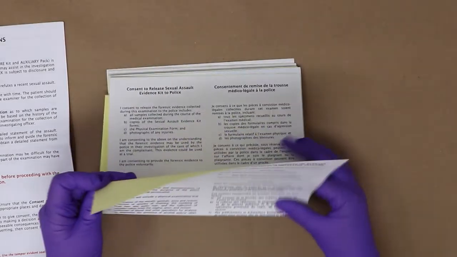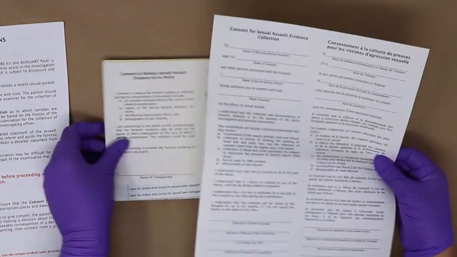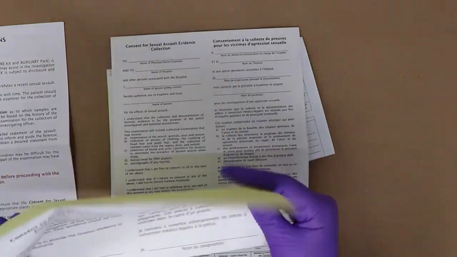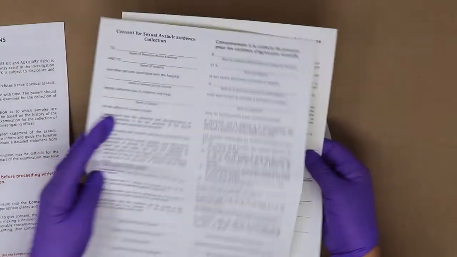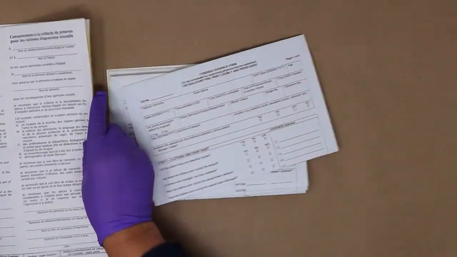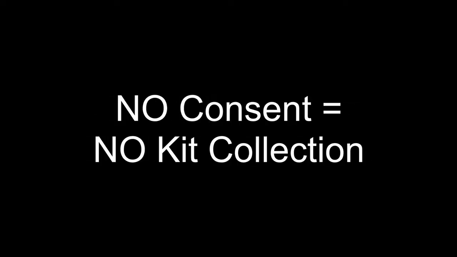There are 2 consent forms that need to be signed. One is a consent for the sexual assault kit collection, and the second is consenting to releasing the kit to police. No consent means that no kit can be collected. In cases of drug-facilitated sexual assault, the examiner must use clinical judgment on the patient's ability to consent to the collection of a sexual assault evidence kit. Please note that toxicology levels are not required to determine the patient's ability to consent.